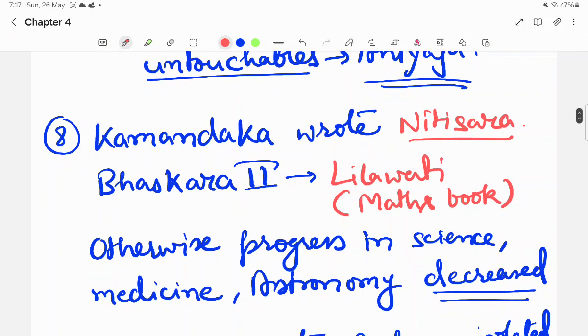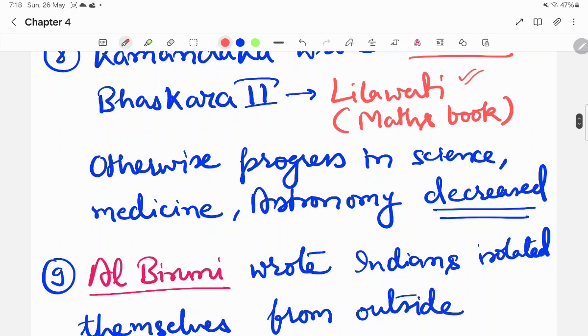Then there was a book called Nitisara written by Kamandak. So the book's name and the writer's name you should remember. And even in the mains these questions are asked, that what were the literatures of the period, then you will have to write up the books, scientific progress books, philosophical books. Then you will have to give the examples like Nitisara written by Kamandak, Leelavati was a maths book written by Bhaskara. So these things you need to do for your exam.